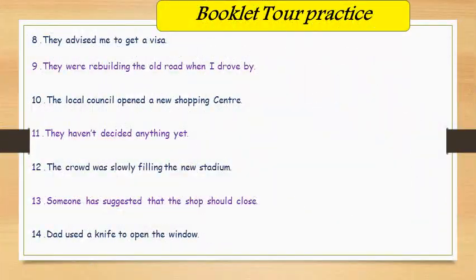To get a visa. So, two objects. If you have two objects, take the first object, okay? Take the direct object. Where is the first object? So, I. Me. Always change the object pronoun into a subject pronoun if you want to change a sentence from the active into the passive. So, I was advised to get a visa by them.